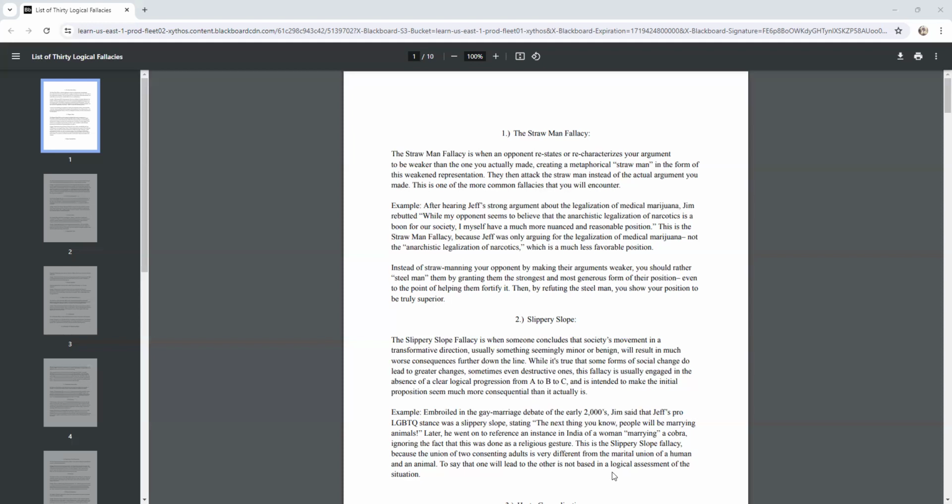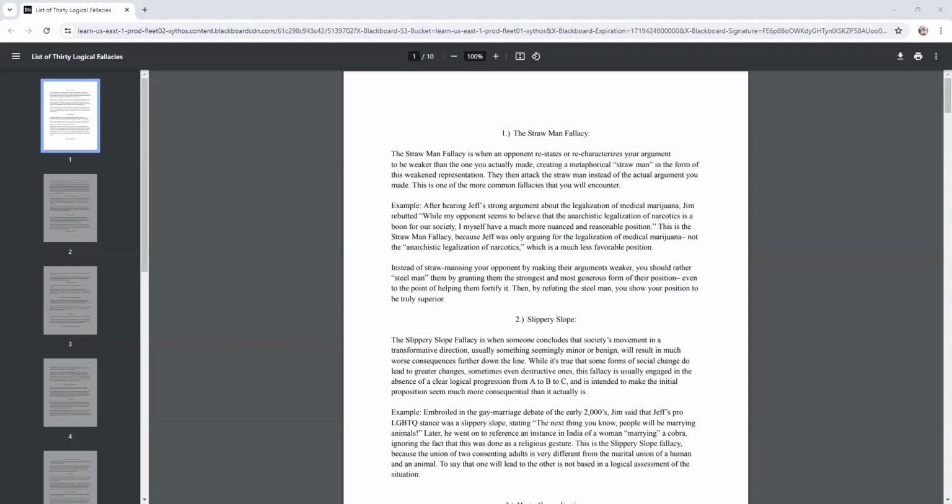Instead of straw manning your opponent by making their arguments weaker, you should rather steel man them by granting them the strongest and most generous form of their position, even to the point of helping them fortify it. Then, by refuting the steel man, you show your position to be truly superior, right? So don't try to weaken their argument and play word games. Help them out, make it stronger, and then rebut it. Because when people see that, they're like, oh, wow, he's actually really well versed in this position and his view is more favorable. All right, the next one is the slippery slope fallacy.